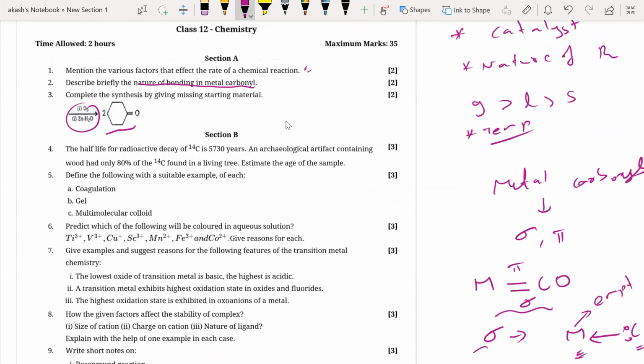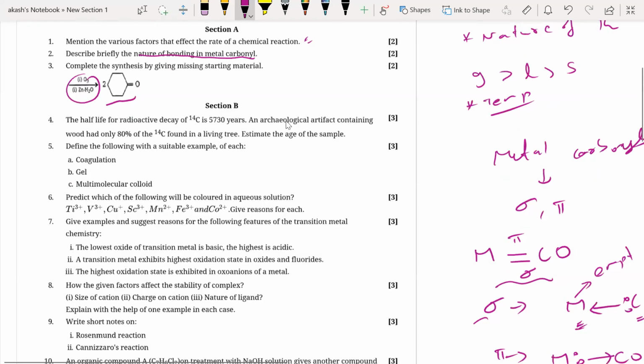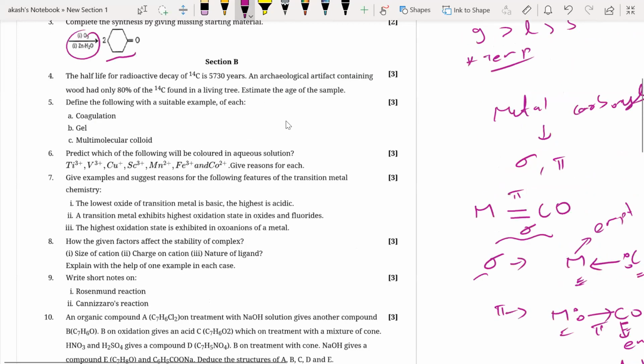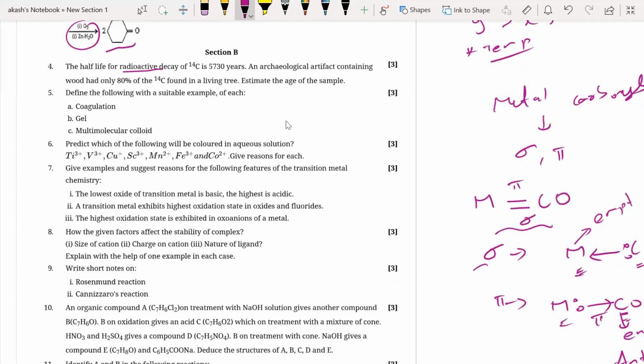So next question, why is there no internal choice? How many marks are these? 31 marks. Okay, fine. So next one is half-life of a radioactive decay, 14 carbon is this much, right? The archaeological artifact contains 80% of the carbon-14 of a living tree, estimate the age of the sample.